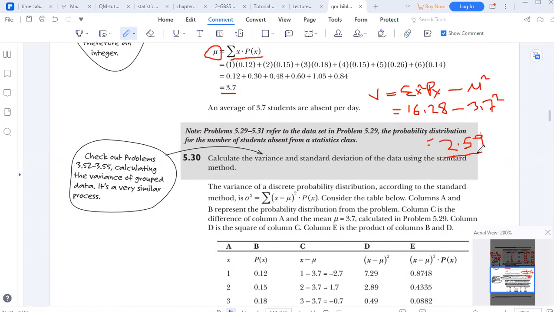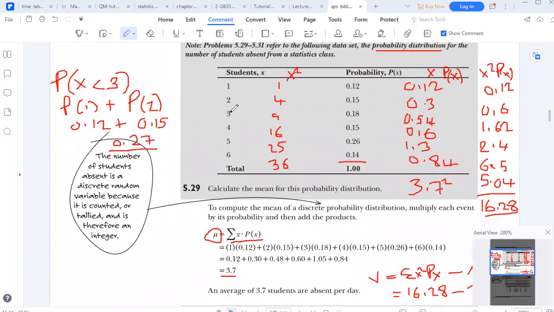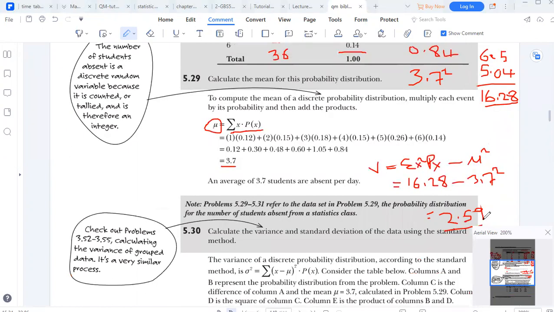So that is how we find the variance. Of course, the variance has 2 ways. So what did I say? I squared the values of x to get these values here. After doing so, I multiply the value of x times the probability. By doing so, I total up to get 16.28. So 16.28 minus 3.7 squared, not 3.7, but 3.7 squared. So what I get is 2.59.